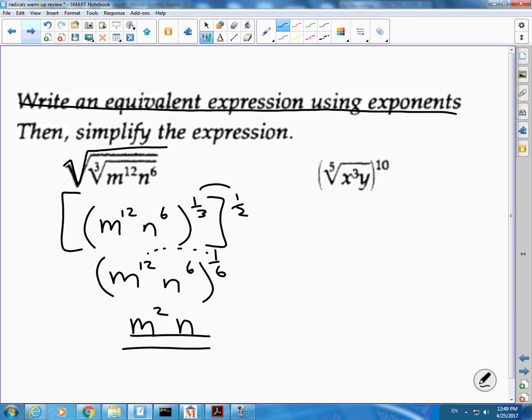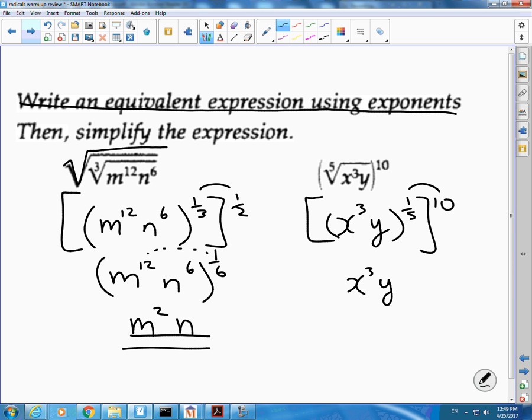This one over here, the 5th root means I'm taking it to the power of 1/5, but I'm also taking all of that to the power of 10. And if you multiply those exponents together, you get 2. So I'm looking at x cubed y all squared, which can be expanded to be x to the 6, y to the 2.